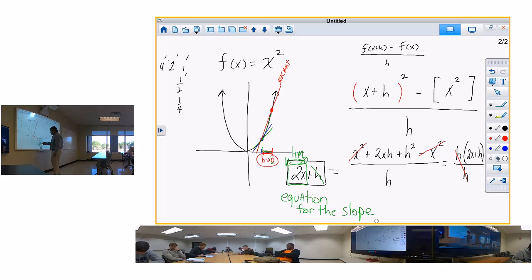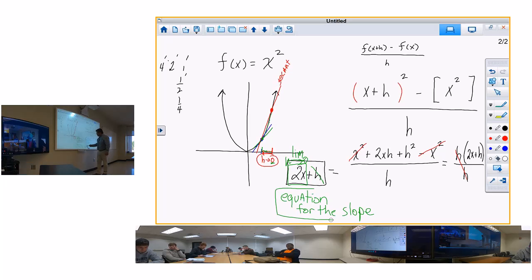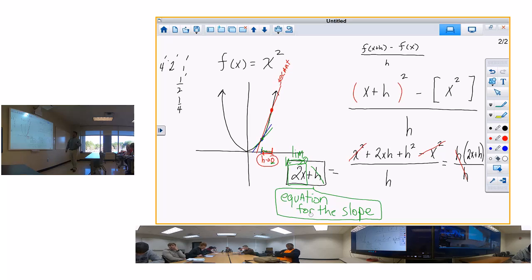Now, why is that a big deal? Well, before, in algebra, you couldn't tell me the slope of a line at any point on a curve. Why? Because you didn't know this. You would have to take 2 points, and you would have to draw a line, and you would have to give me an approximate slope.